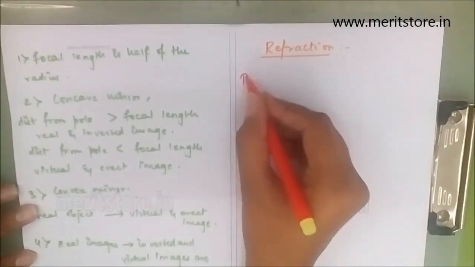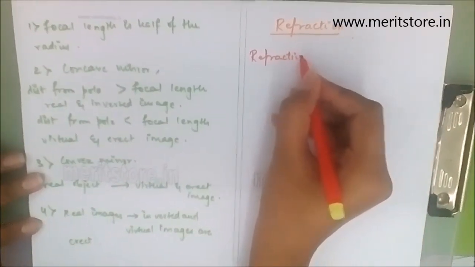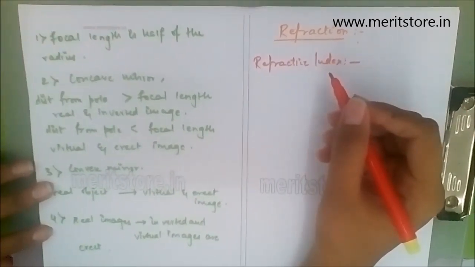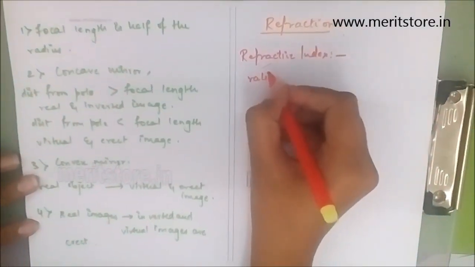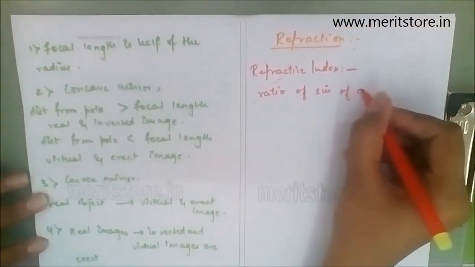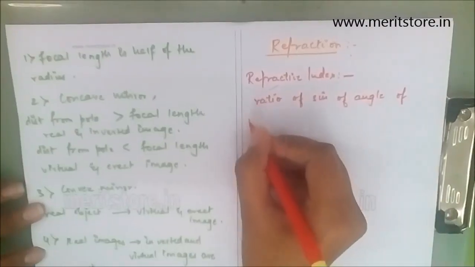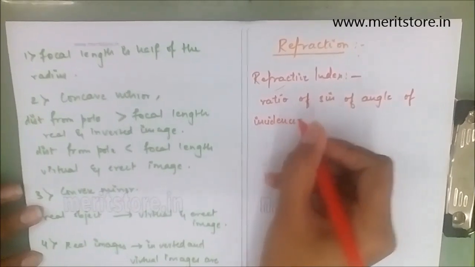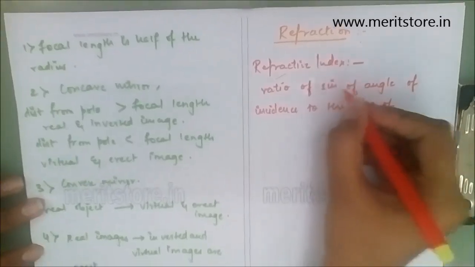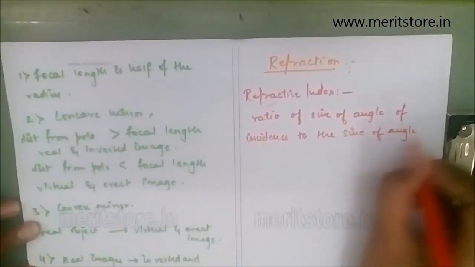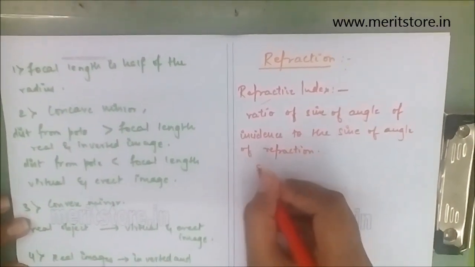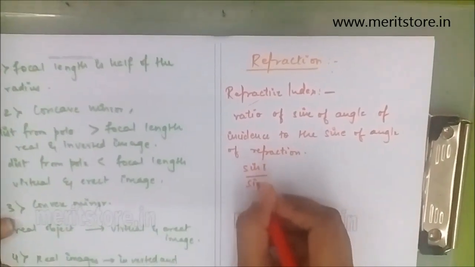The refractive index of a medium with respect to another is defined as the ratio of the sine of angle of incidence to the sine of angle of refraction, that is sine i by sine r.